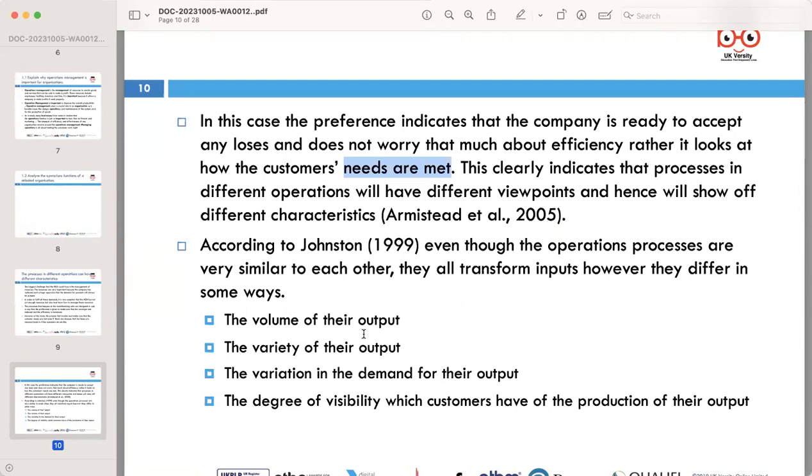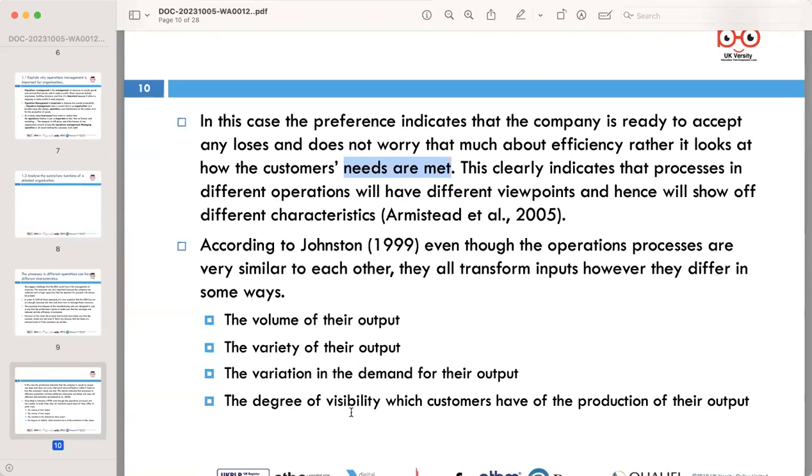Next, variation of demand. The demand for output is not uniform across all operations processes. Some may experience fluctuations in demand over time, as I said, while others may have more stable demand.